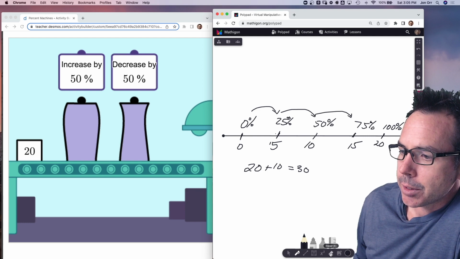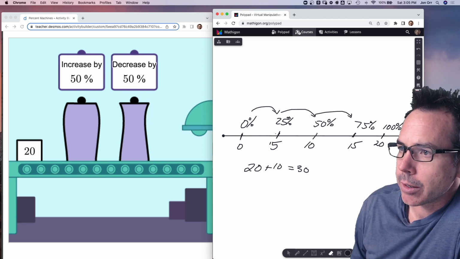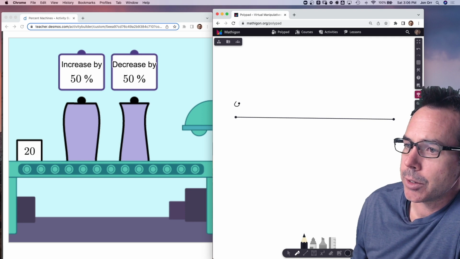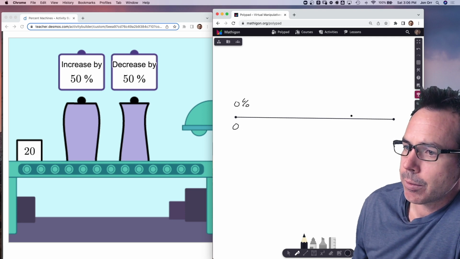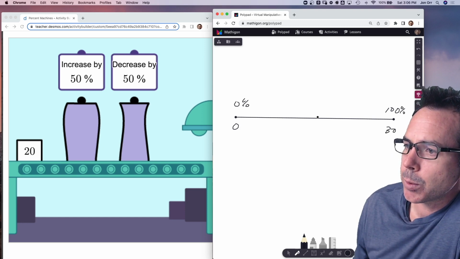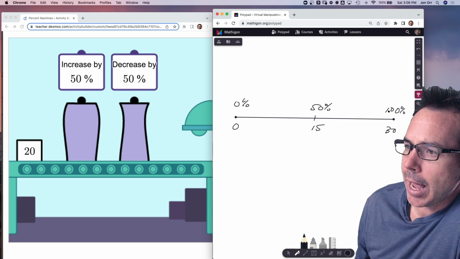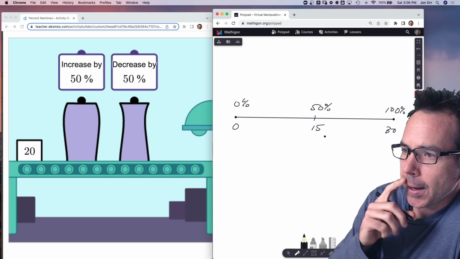And so students have in the past drawn another number line, and we could set that up and go, hey, I got 0%, that's 0. If I have 100% now over here, that's now 30. And so where does 50% lie now? It's 50% of 30. Oh, well, that's a halving. So here was a halving, and I've got 15.